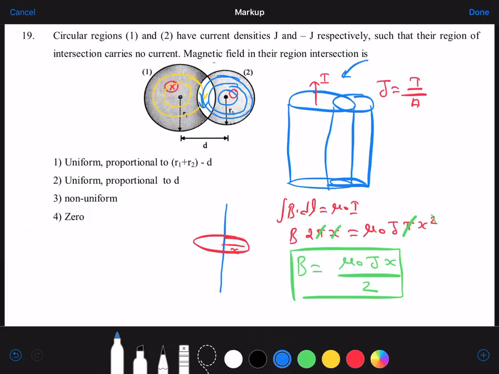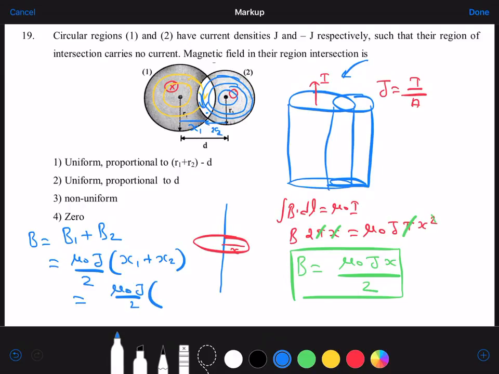They are in the same direction, so they are getting added up. So you can write the net magnetic field over here will be equal to the magnetic field produced by the first one plus the magnetic field produced by the second one. If you consider a point somewhere in between these two current carrying conductors at a distance, take it as x1 and x2 from here, the value of magnetic field will be mu naught into j divided by 2 into x1 for the first one and x2 for the second one. So we can write x1 plus x2, which is nothing but the distance d. So the net magnetic field over here is directly proportional to the value of d.